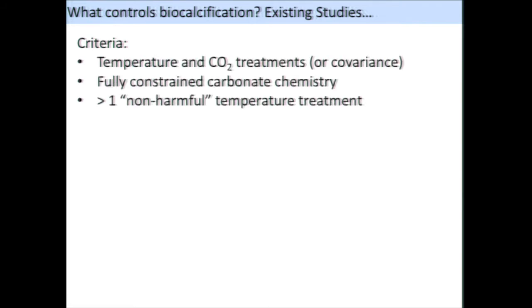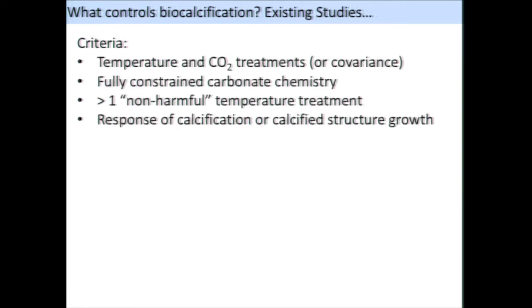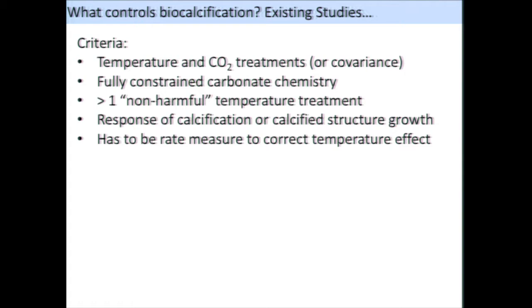We had to go through and look at a bunch of studies that were already published, and find temperature and CO2 treatments that had some covariance in them. We had to fully constrain the carbonate chemistry. We needed non-harmful temperature treatments, more than one, which is not something people frequently do. Everybody wants to hit things with a hammer to show an effect, so you don't see a lot of studies that look at these intermediate values. And we have to have some rate measurement to correct the temperature effect.